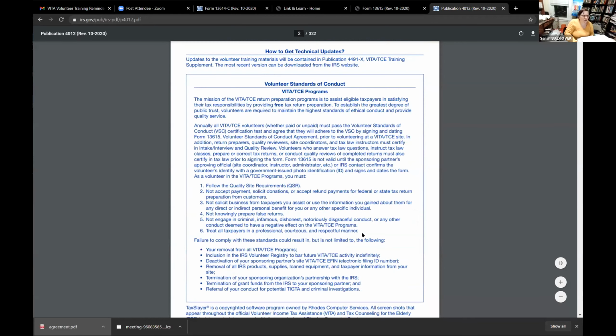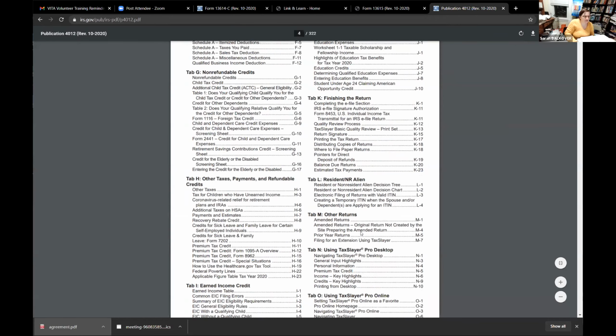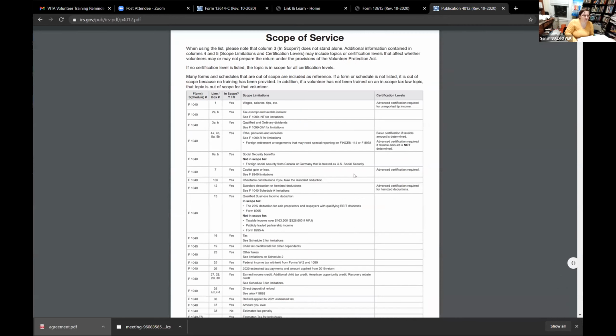4012, and then we're going to go down to Zoom. So on page 5 here, it's going to tell us the scope of service, if it's in scope or out of scope. Again, you will not be personally held liable for these returns if you stay within this scope of service. We are allowed to cover people's wages. We are allowed to do interest, dividends, IRAs, and 1099-Rs.